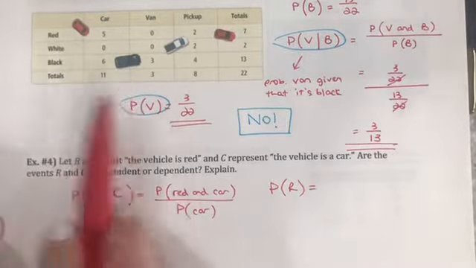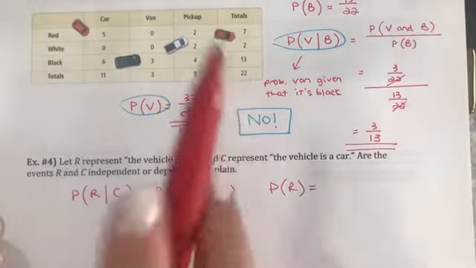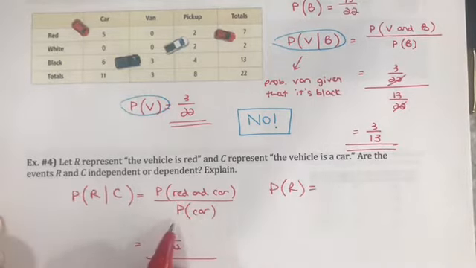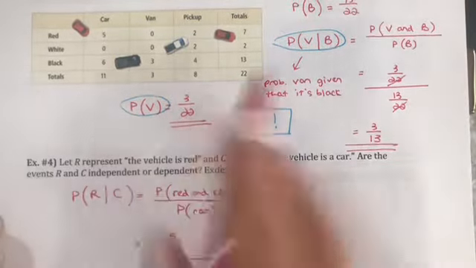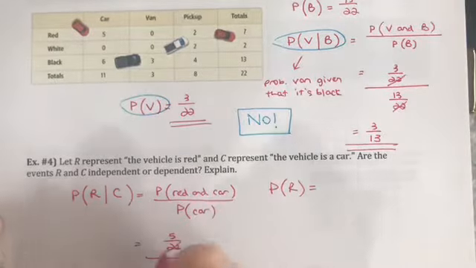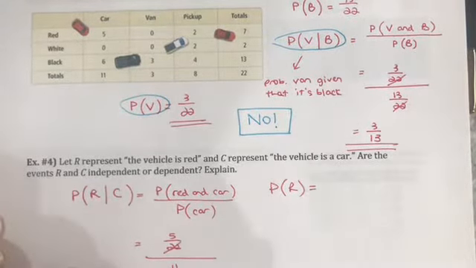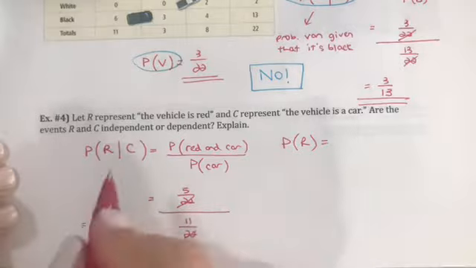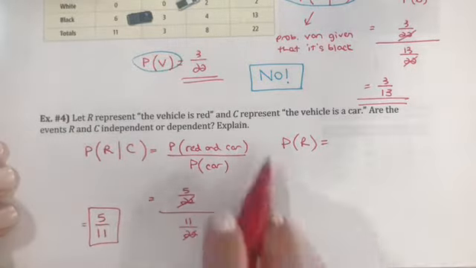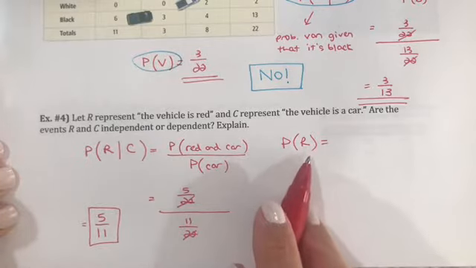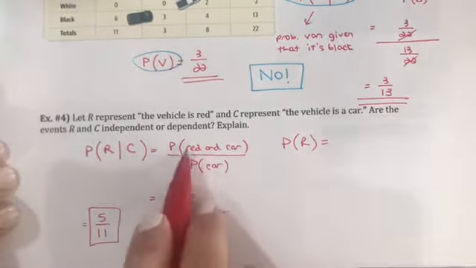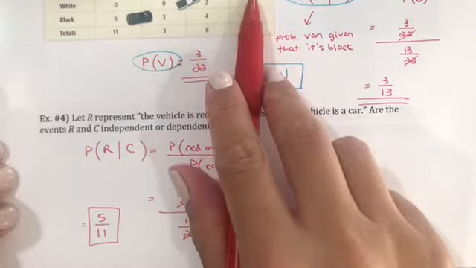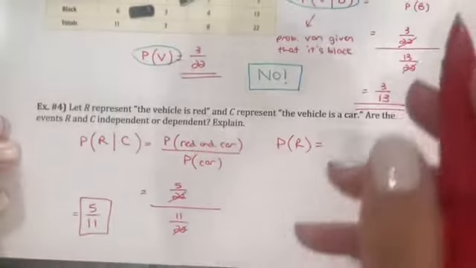Looking at our chart, red cars, how many are there? We've got 5 out of the total, so 5 over 22 cars total. Probability of just a car is 11 out of 22. So we end up with 5 over 11. All right, so what about the probability of just the fact that the vehicle is red? The probability of a red vehicle is 7 out of 22.